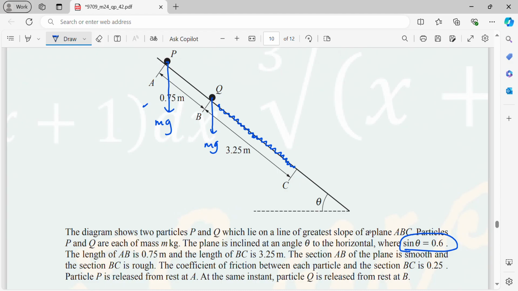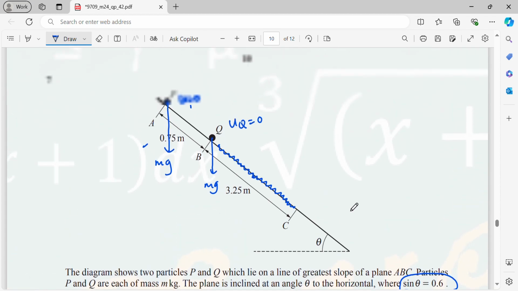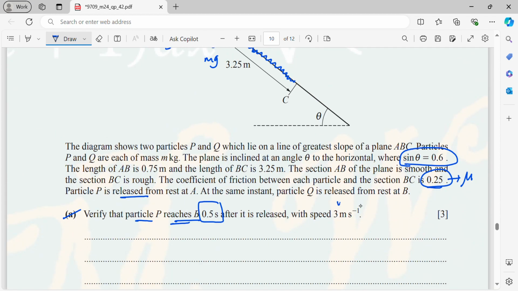The coefficient of friction between each particle and the section BC is 0.25. This is the mu. Particle P is released from rest at A. So when release means the U equals to 0. At the same instance, the particle Q is released from rest from B. So the UQ is 0, the UP is 0. Now A, verify that the particle P reaches B 0.5 seconds after it is released with speed 3 meters per second. So now we need to show the V is 3 and the T is 0.5 when it reaches B.